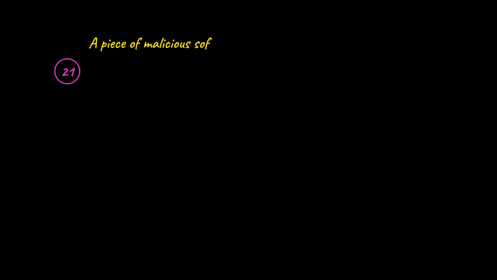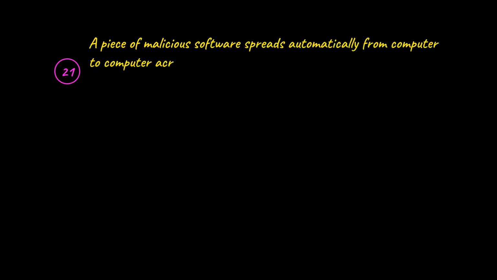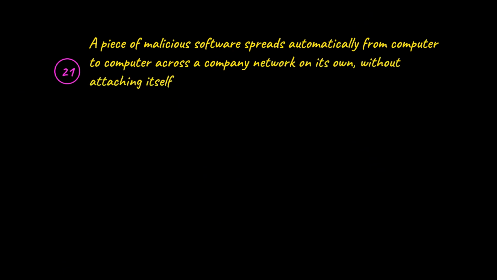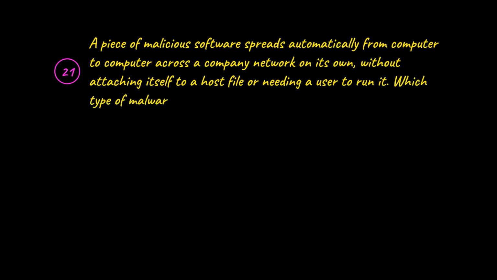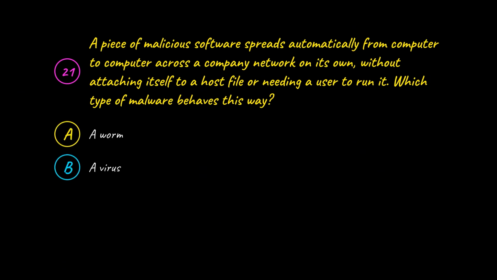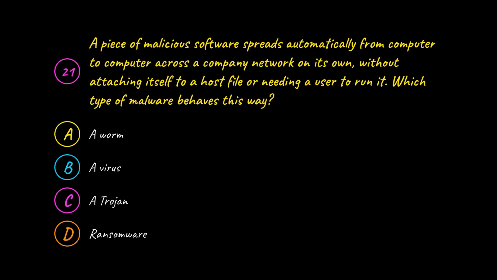Question 21. A piece of malicious software spreads automatically from computer to computer across a company network on its own, without attaching itself to a host file or needing a user to run it. Which type of malware behaves this way? Your options are A. A worm, B. A virus, C. A Trojan, D. Ransomware. Pick one. Trust your gut.